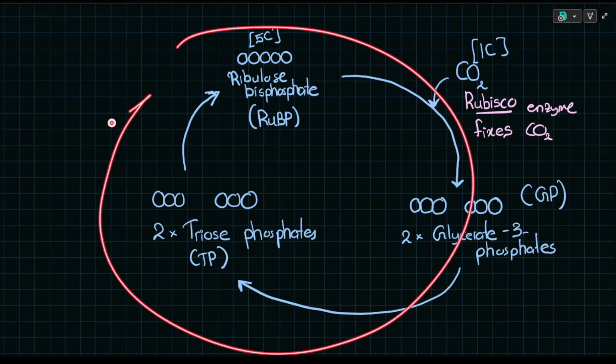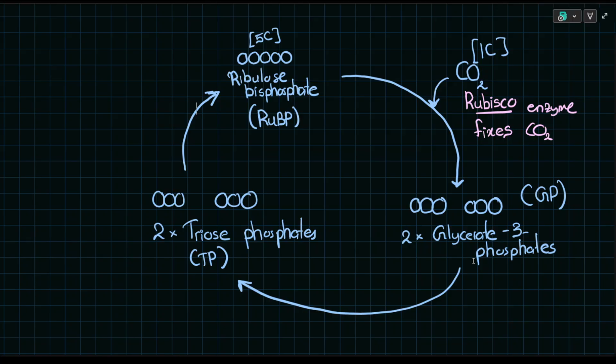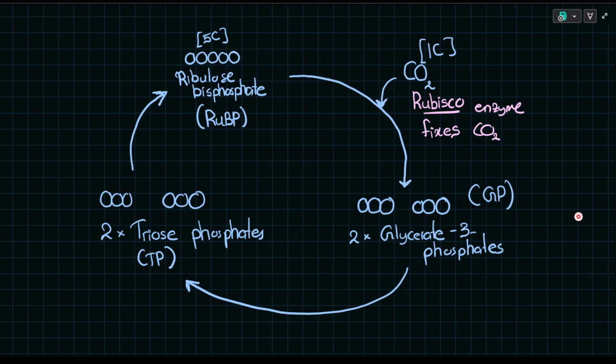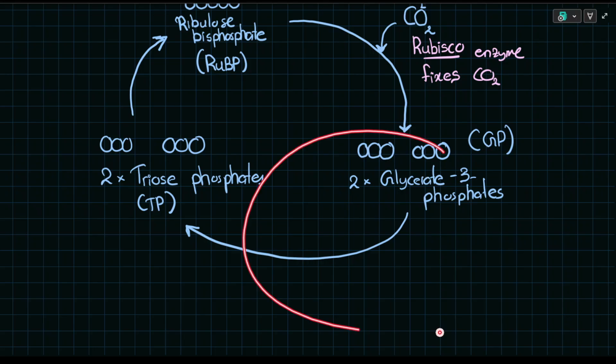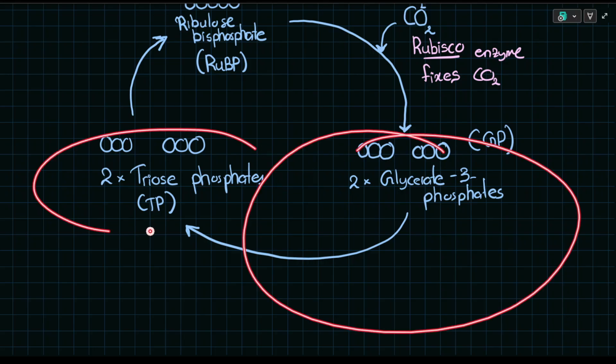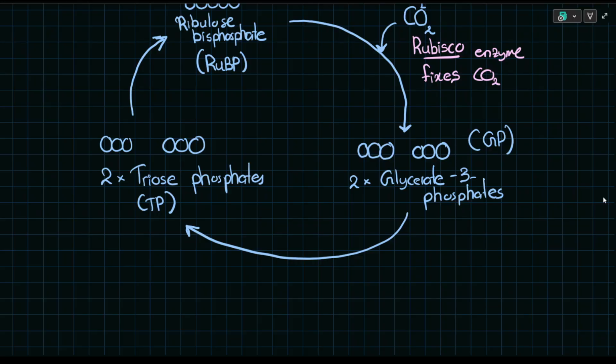Now let's look at the metabolic pathway and identify anything that's produced, anything that's added, anything that's removed. Right over here, during the conversion of glycerate phosphates to triose phosphates, we have ATP being used. ATP is not being produced.